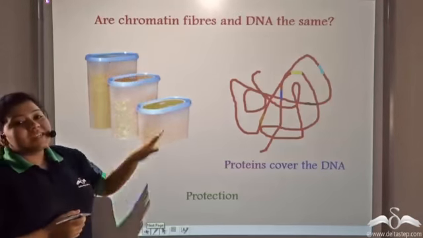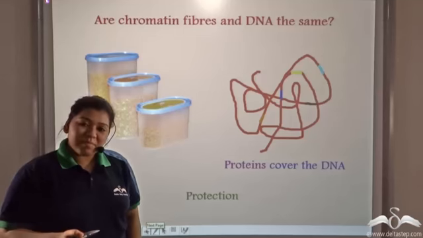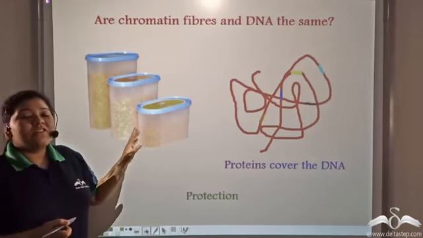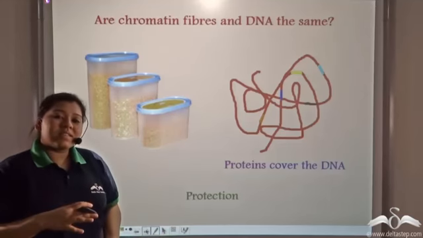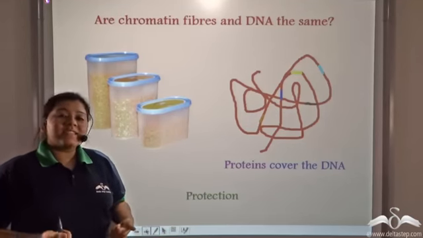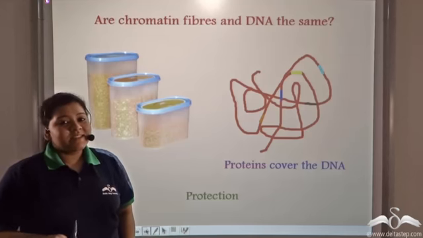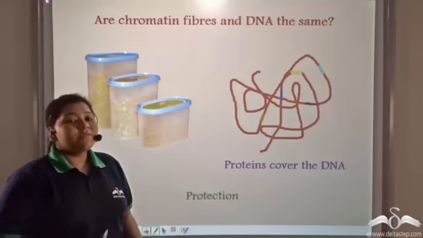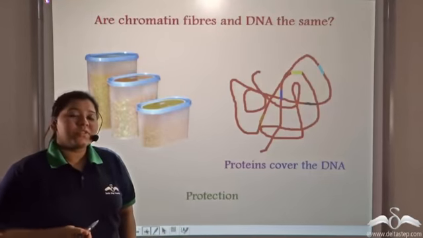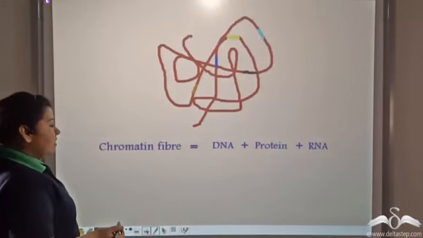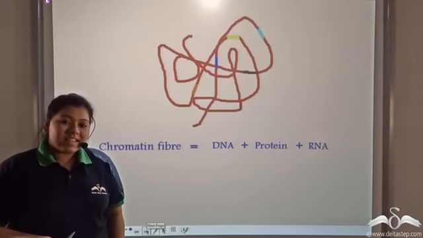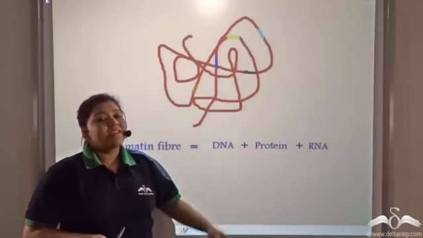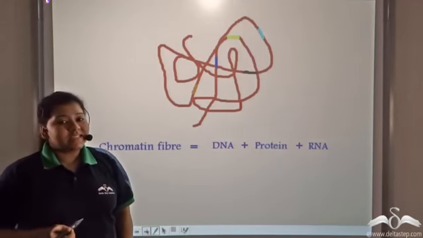Now, are chromatin fibers and DNA the same thing? Well, just like you store food and grains in boxes to provide protection against moisture and insects, similarly, the DNA is covered by proteins which provide protection to the DNA. So, chromatin fiber is DNA together with its corresponding RNA and proteins which provide protection to the DNA.